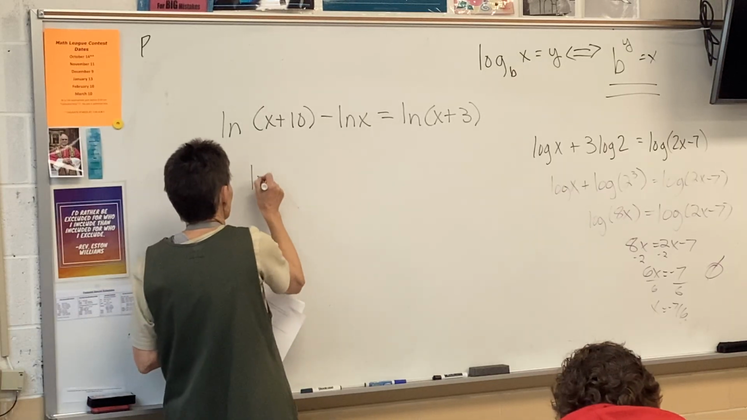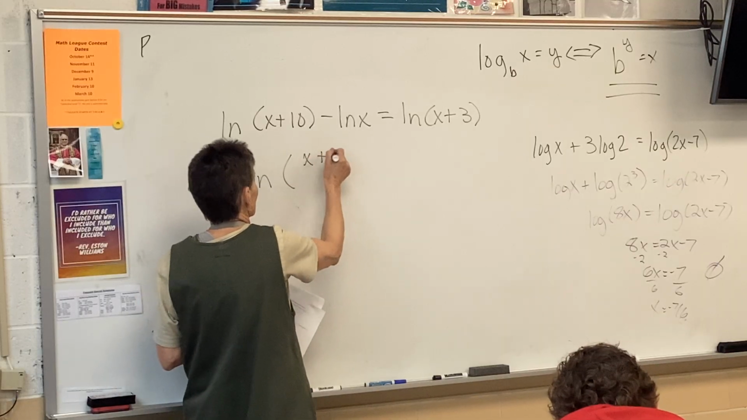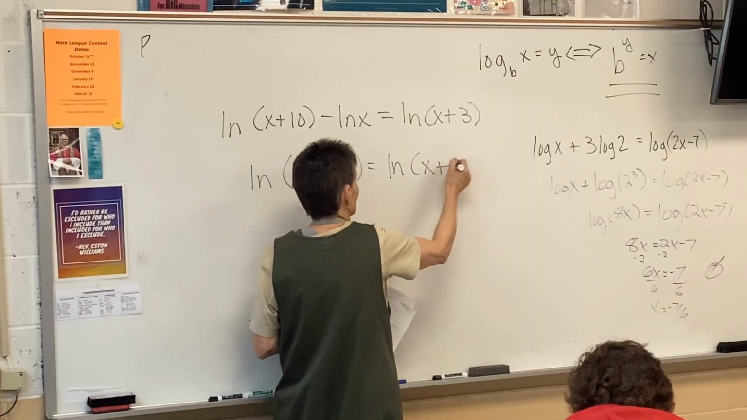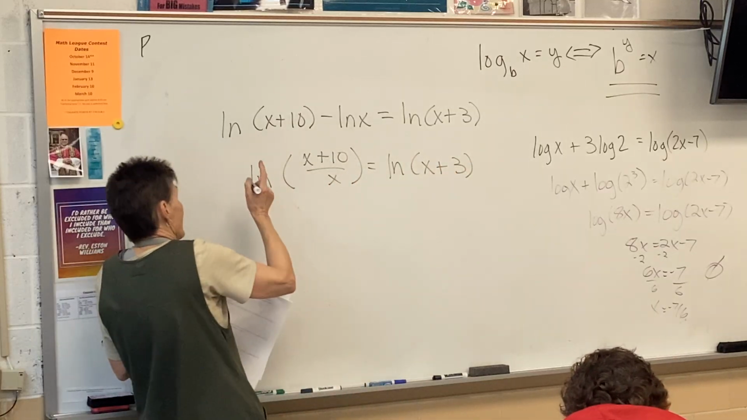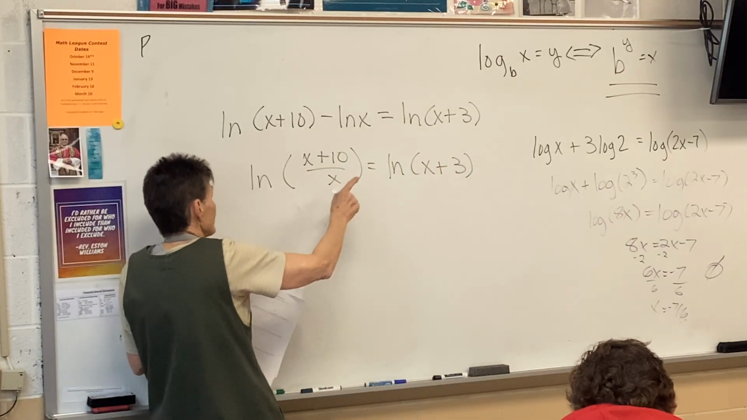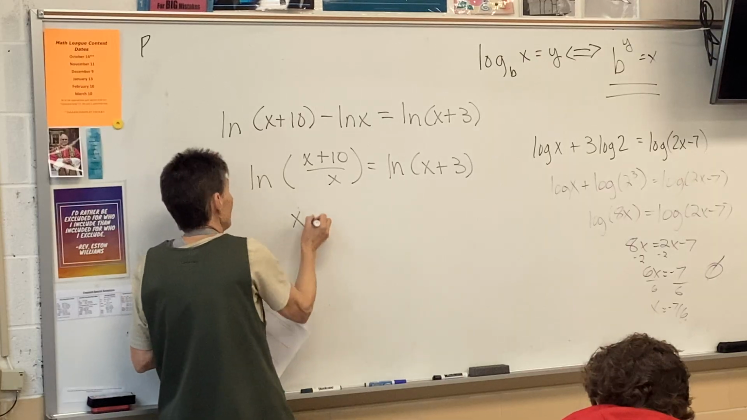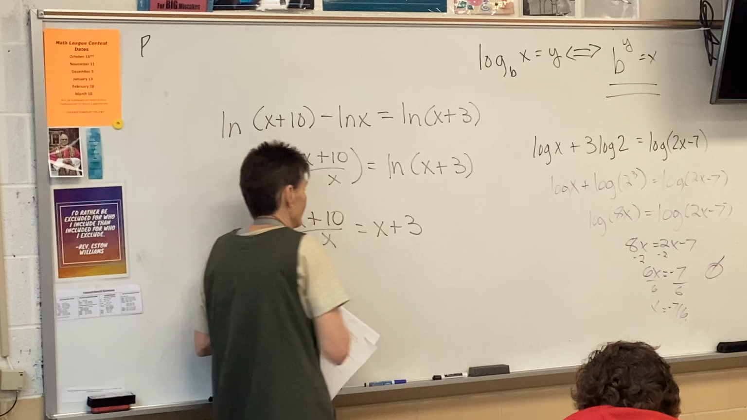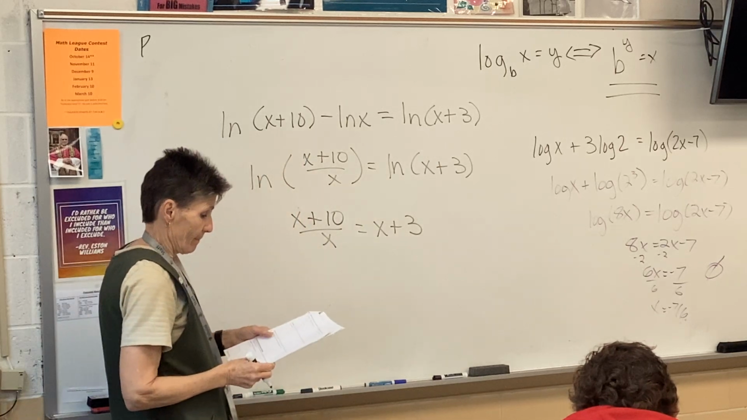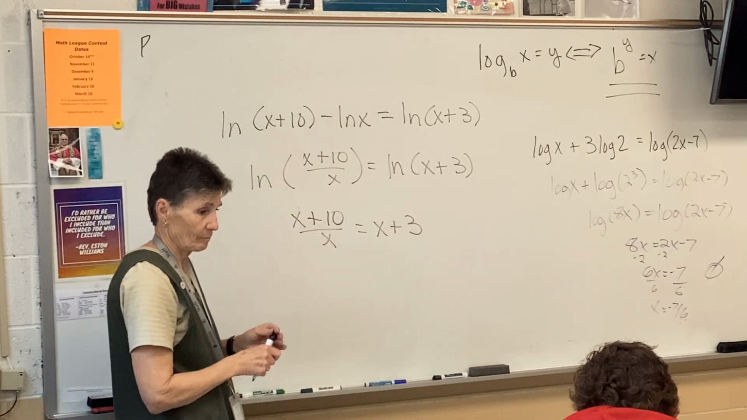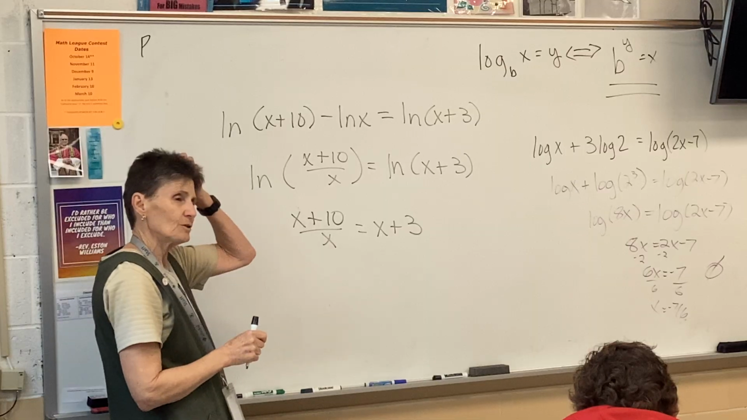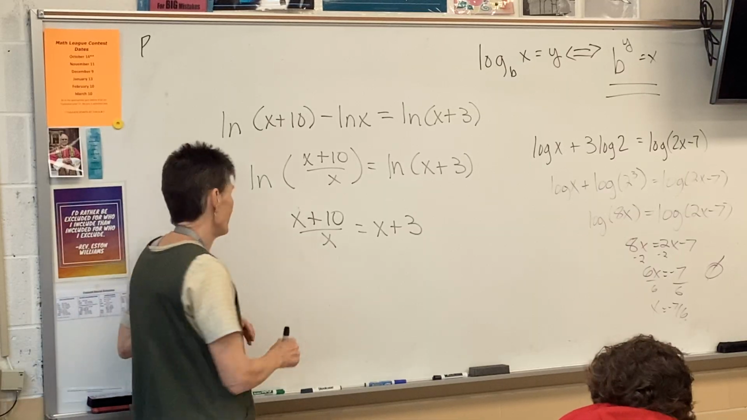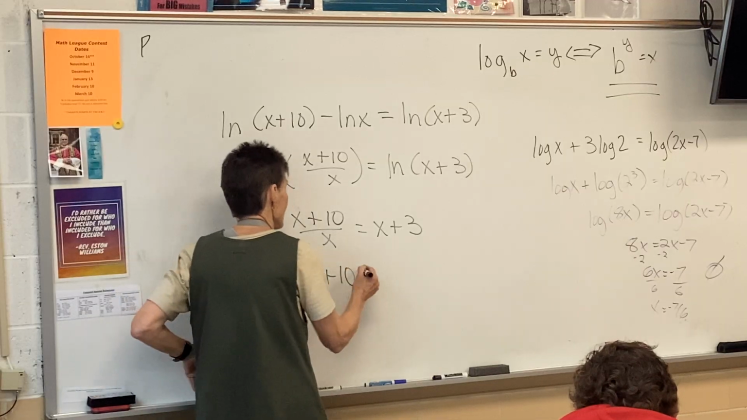So we'll put these first two together. And since it's ln equals ln, I'll drop them out. What am I going to do now? Multiply by x, so x plus 10.